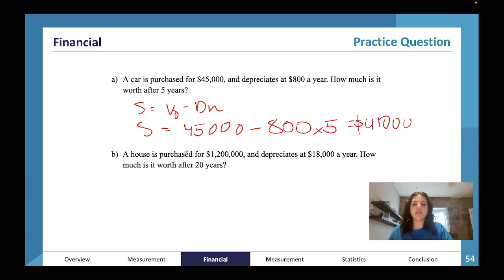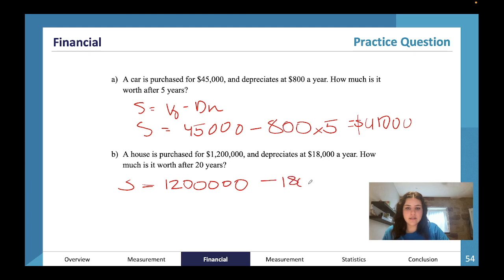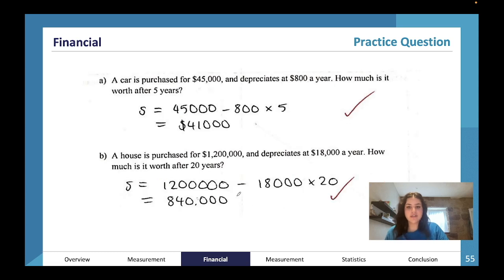Another question: a house is purchased for $1.2 million and depreciates at $18,000 per year. This is very uncommon for houses, but let's say the wear and tear is serious. Over 20 years, 1.2 million minus 18,000 times 20. The house is now worth $840,000. Take a look at these questions. We have our 2 answers here.